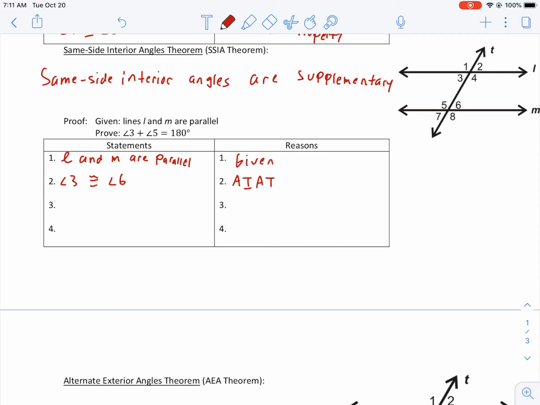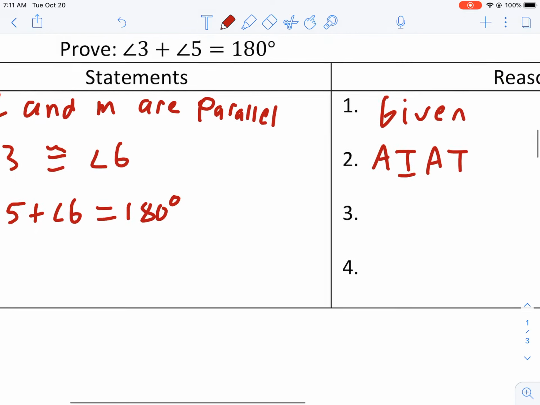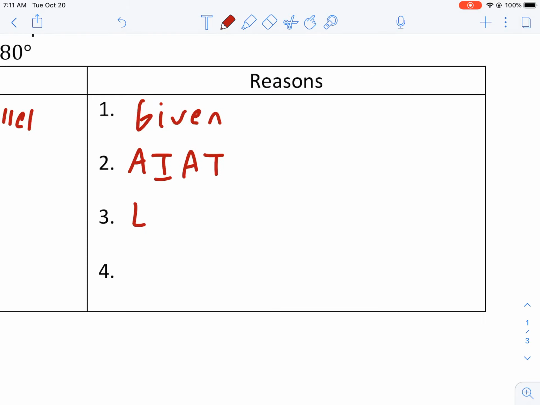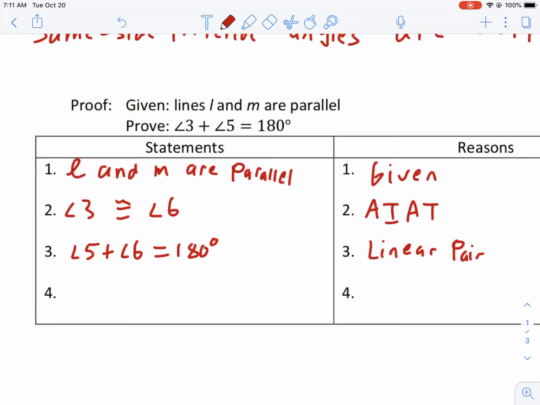Now I also know that angle 5 and angle 6 are supplementary. How do I know they're supplementary? Because they're a linear pair. If we look at this picture, remember, anytime two angles make a straight line, that's a linear pair. So I know 5 and 6 are supplementary.